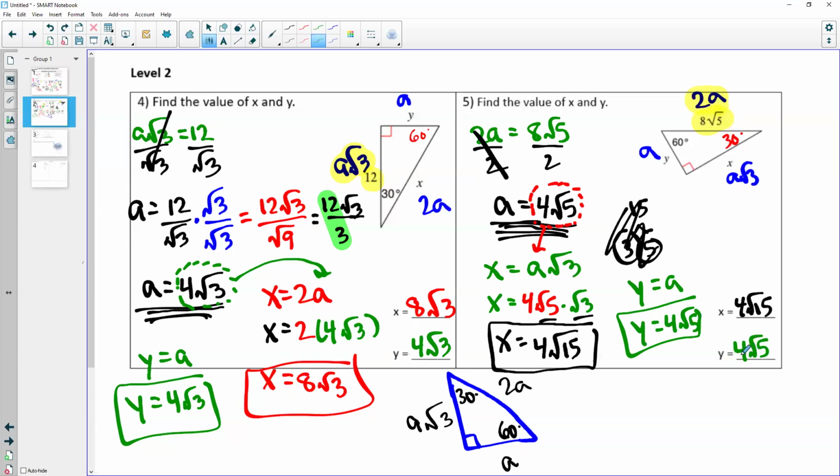Okay. So again, same theme here. Step 1, label your missing angles. Step 2, label your sides as A, A square root of 3, 2A. Set up an equation and solve for A. After that, everything starts to come together. So let's look at the next section of our notes here. The next section of our notes has some helpful reminders.